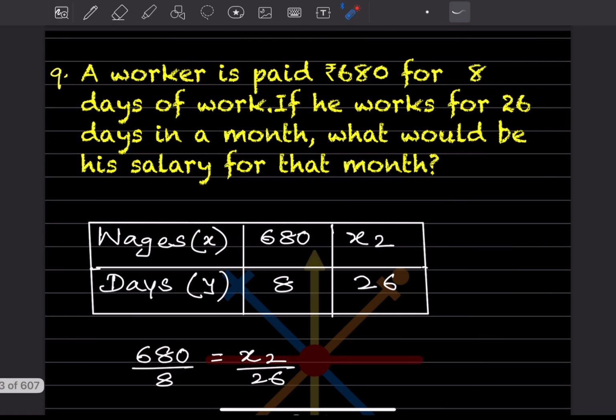A worker is paid rupees 680 for 8 days of work. If he works for 26 days in a month, what will be his salary for that month? Again, we will do this in the form of a table. Wages and the days. So wages are X and this is Y. So wages paid is 680 and the number of days is 8. So this will be X1, this is X2, this is Y1 and this will be Y2. If he works for 26 days, we don't know the salary of that one.